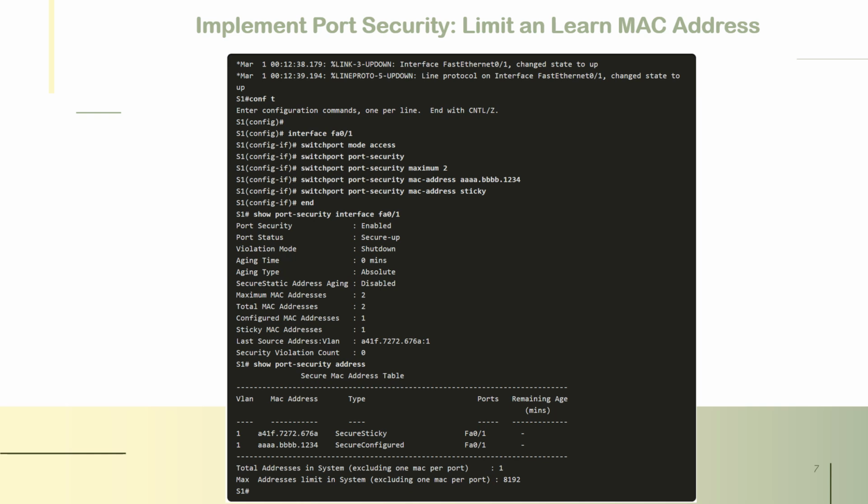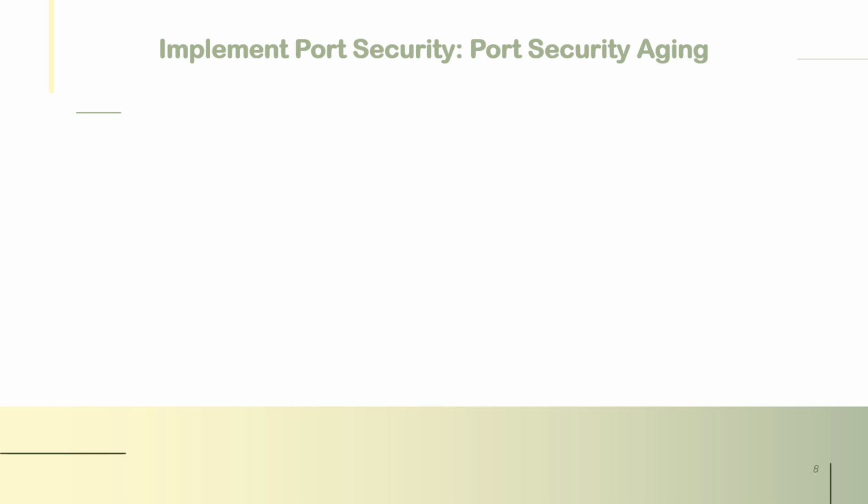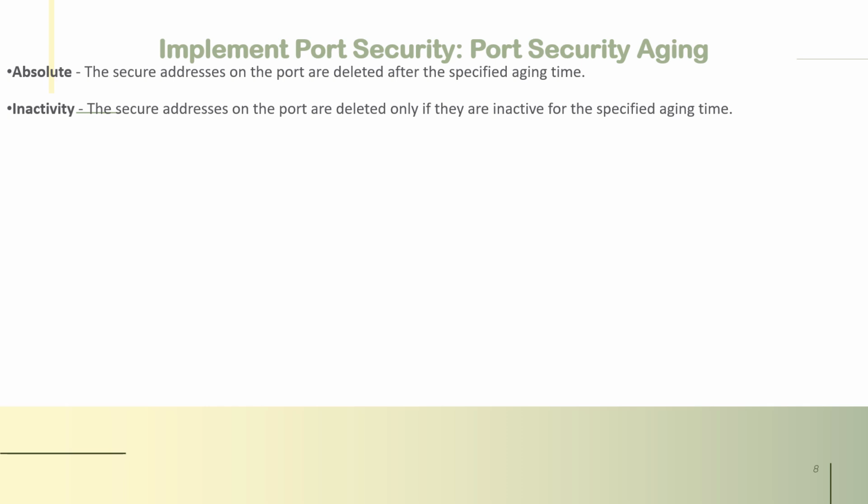The next thing about security at the port is port security aging. Port security aging can be used to set the aging time for static and dynamic secure addresses on a port. Two types of aging are supported per port. We have absolute and inactivity, where with absolute, the secure addresses on the port are deleted after the specified aging time, and with inactivity, the secure addresses on the port are deleted only if there is inactivity for the specified aging time.